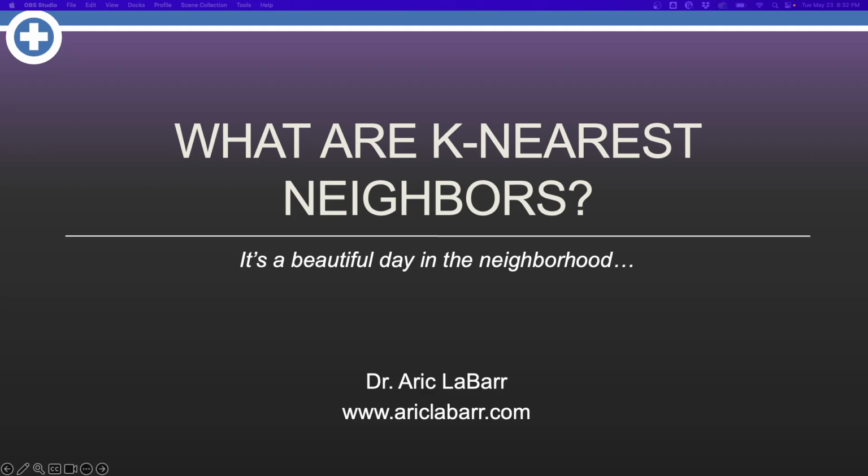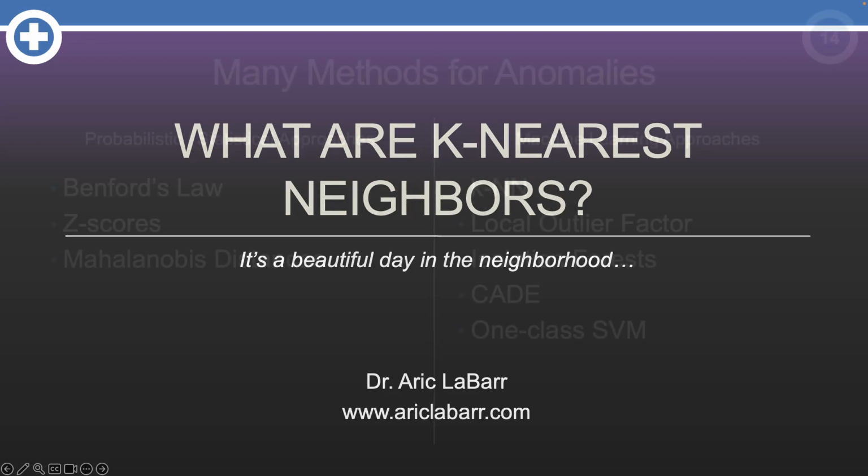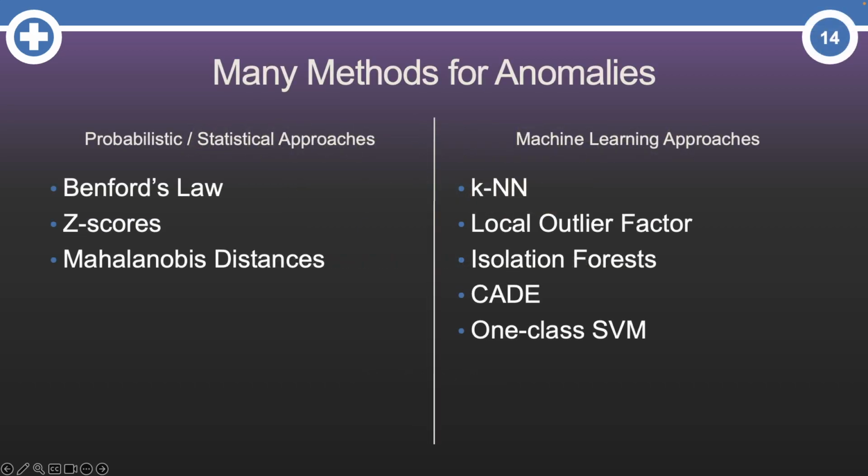Let's continue our discussion from last time where we started looking at anomaly detection in multiple dimensions. So let's ask ourselves the question, what are kNearest neighbors? We've talked about a few different approaches to anomaly detection so far. Really, we've been focusing on the probabilistic and statistical approaches like Benford's law, z-scores, Mahalanobis distances. The previous videos in this series are in the upper right hand corner if you need to review.